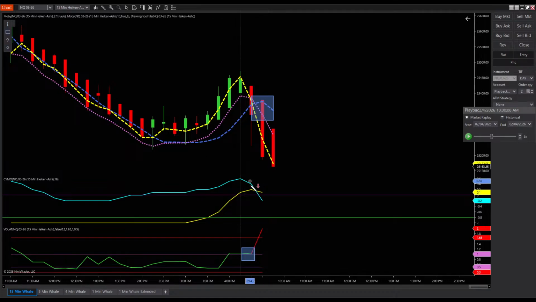And what happened here with cycle? Okay, it finally crossed the zero line. Okay, so we can all agree that, yes, now we've got clear bias that this is going down. 10 a.m. bar right there, and it's going down on very high volatility right there as well.